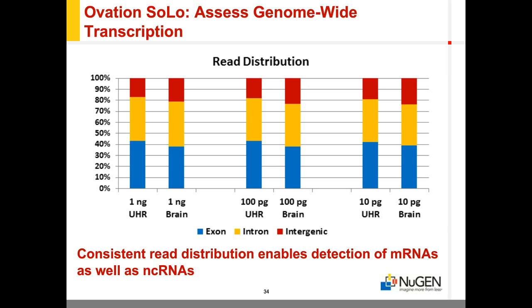We've also measured detection of genome-wide transcripts within the Solo workflow. First-strand priming enables measurement of all transcripts, not solely mRNA transcripts, enabling detection of both coding and non-coding RNA transcripts with regulatory potential. As shown here, we see consistent read distribution across various input levels of purified RNA, indicating that data gathered from Solo experiments is reliable across a range of inputs and does encompass genome-wide transcriptional information.